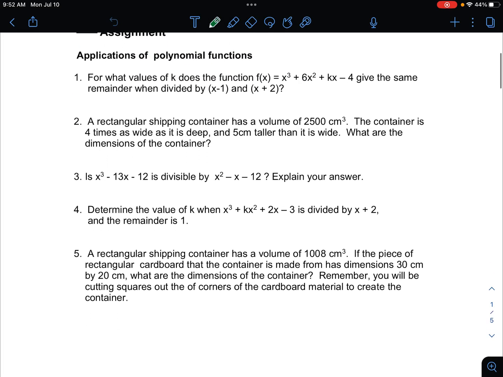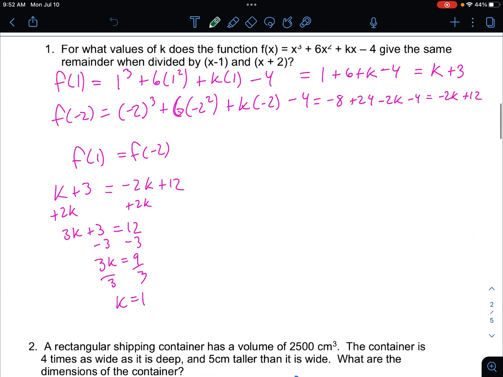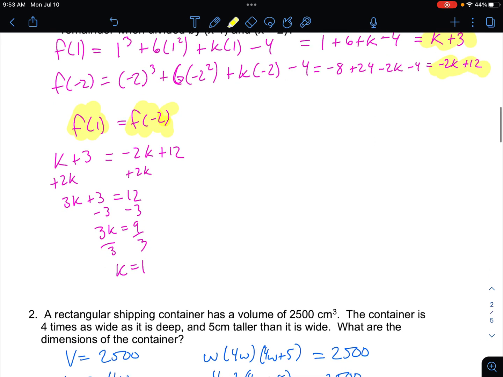So this was the one we handed in. The first one here was asking for what values k has to be to get the same remainder. So what it meant was that we need to make sure that when we plug in 1 and when we plug in -2, because that's the solved version of those, we should get the same answer. So they should be equal to each other. So what I did was at the top here, I plugged in 1, simplified it. I plugged in -2, simplified it, and then I solved for k.